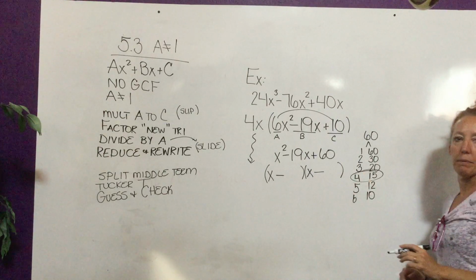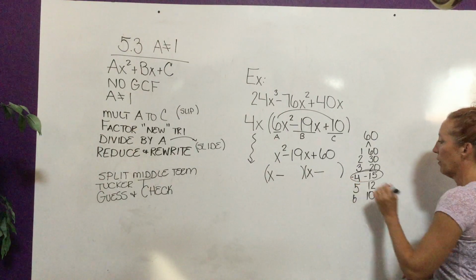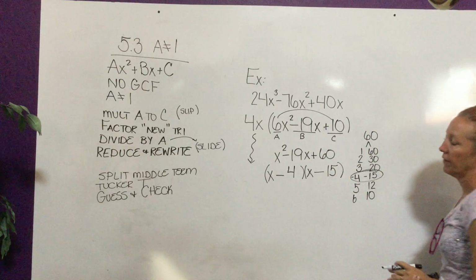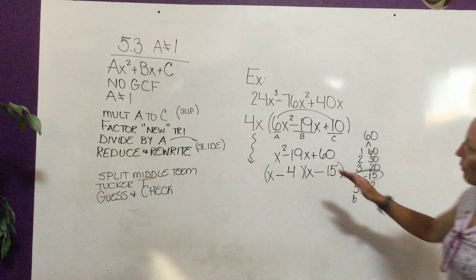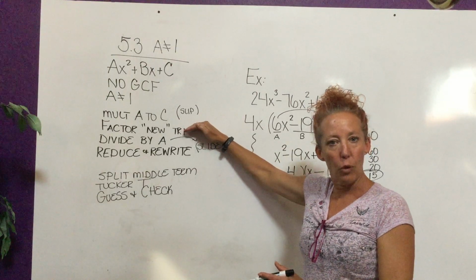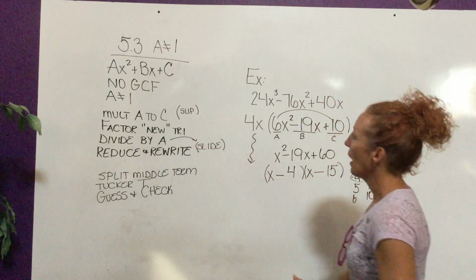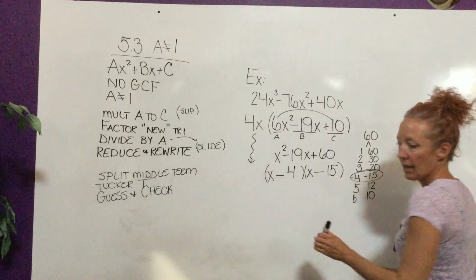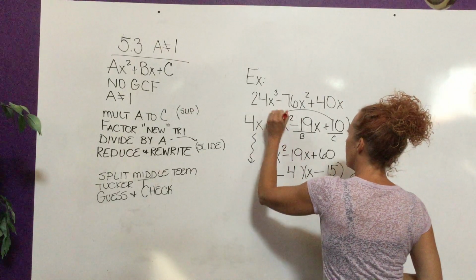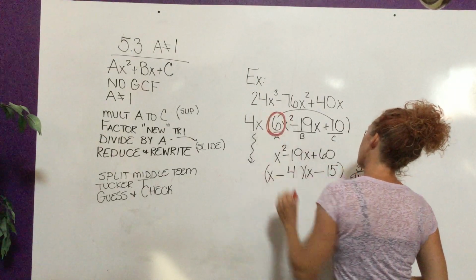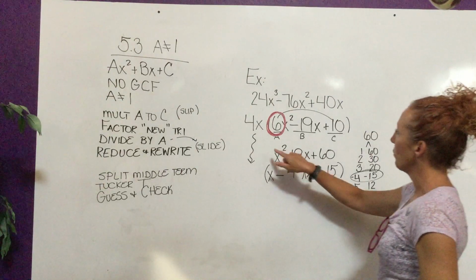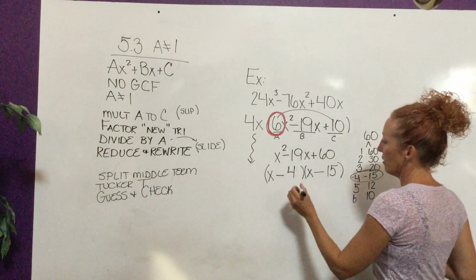4 and 15 add up to 19, so if both of those were negative, we have a negative 4 and a negative 15. And so now we've done this step, we've factored the more simple trinomial, and now we're going to divide by this A. I think this is the hardest part. As I teach this skill, the hardest part to remember is to go back and divide by that A. So if you multiply it here, you've got to undo it.